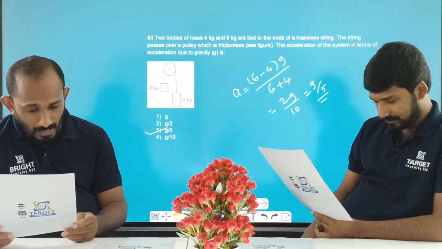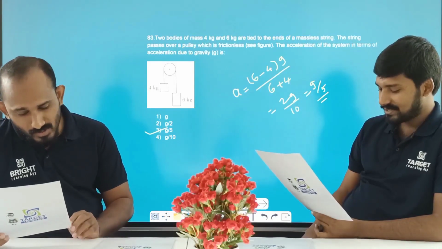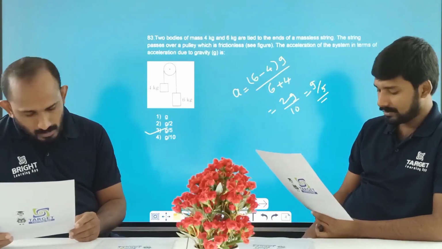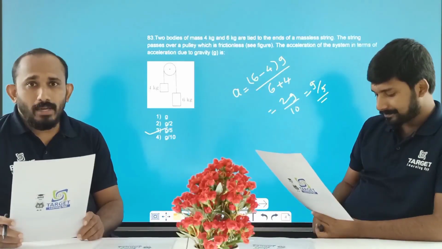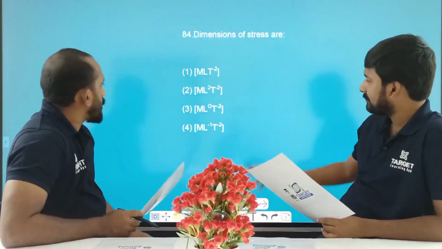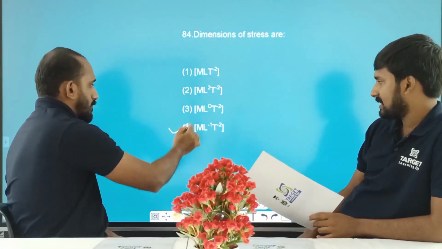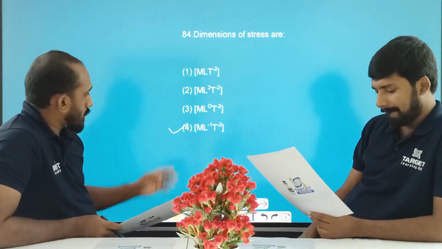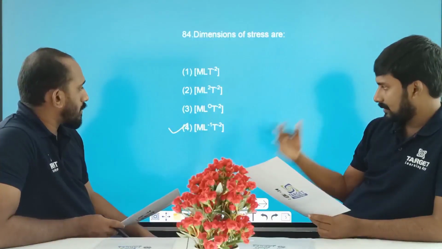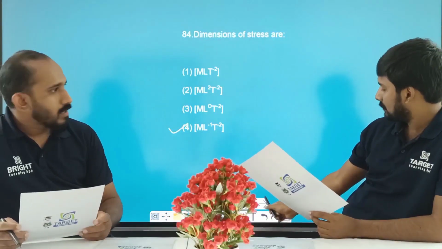Another direct question from units and measurement: dimensions of stress. Actually 3 questions we got from dimensions, units and measurement chapter. Stress is force by area, similar to pressure. Force is M L T to the power minus 2, divided by area L squared. Cancel it, you'll get M L inverse T to the power minus 2. So that is stress. We can move to the next.